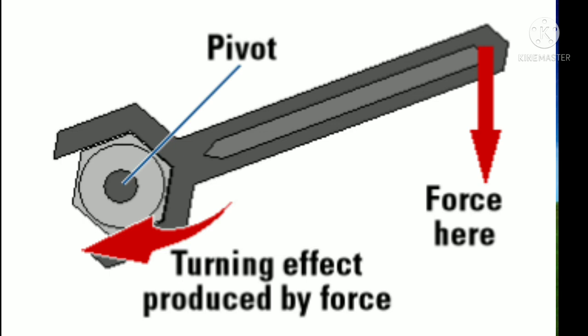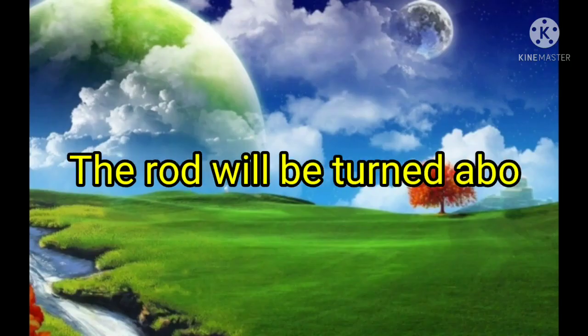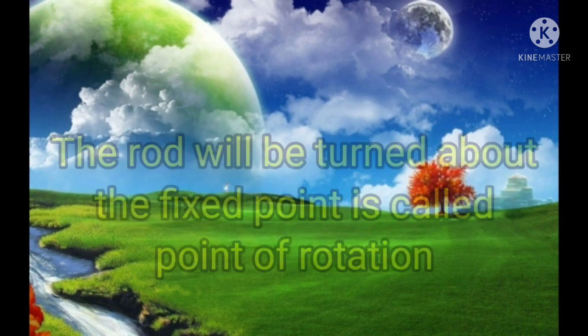Just observe this picture here. What is point of rotation? Here one end of this rod is fixed to the wall. We are applying the force at the other end tangentially. So the rod will be turned about the fixed point, which is called the point of rotation. Once again, the definition of point of rotation: the rod will be turned about the fixed point, which is called point of rotation.